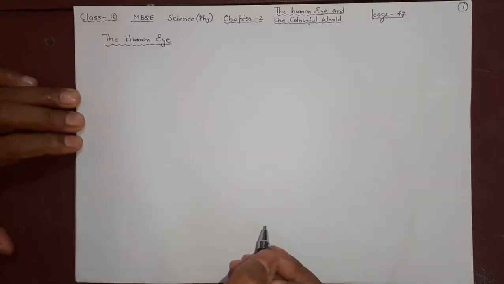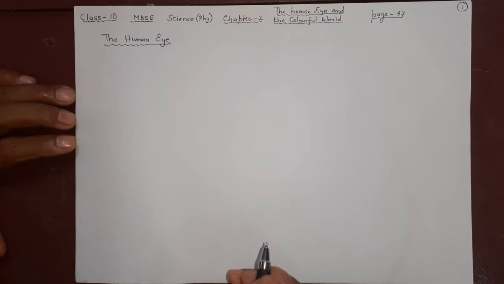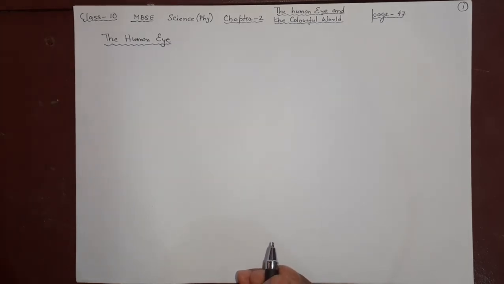Today we are starting chapter 2 of class 10 MBSc Physics. The name of the chapter is The Human Eye and the Colourful World. It is made up of many components. It is basically a camera, but an automatic camera, one of the best cameras maybe, which is naturally made. So what is this? Let's see the diagram and try to understand.